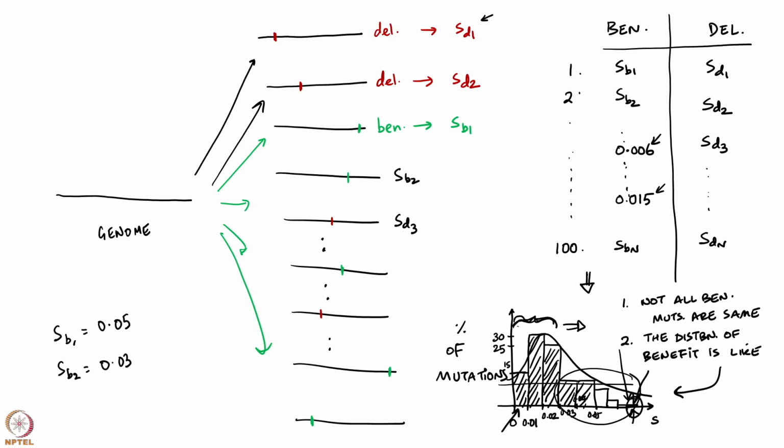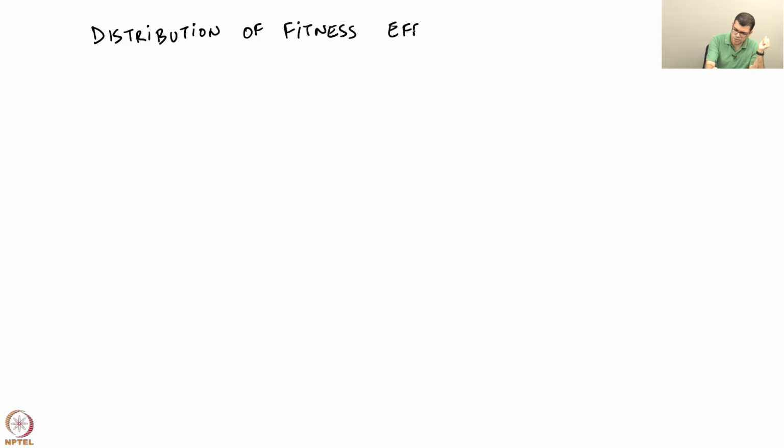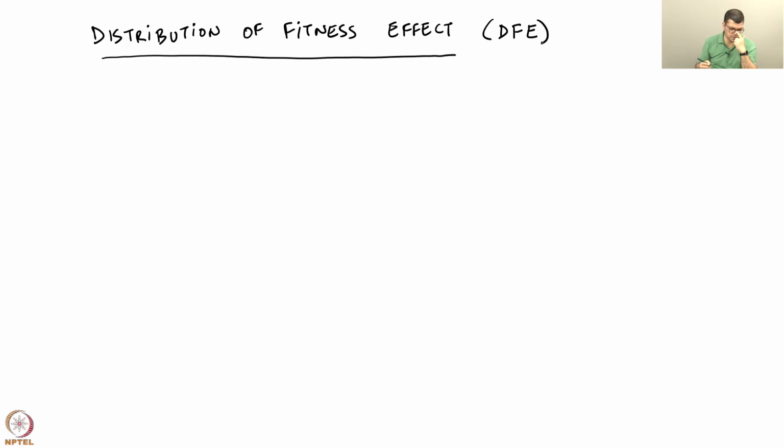And the same exercise can be done for deleterious mutations. This distribution is called the distribution of fitness effects. Later on in the course, we will discuss a very recent paper which tries to measure this and does measure what is simply called DFE, distribution of fitness effects.